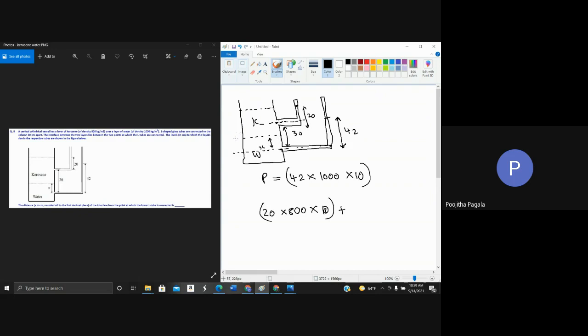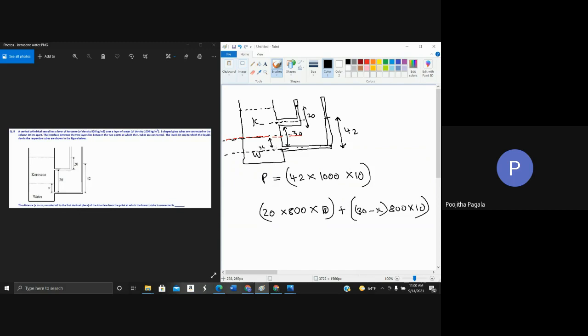Or we can do one more thing: because we want to calculate the depth x, let us calculate the pressure at this surface. Look at the surface marked in red. So at this surface the pressure is going to be 20 into 800 into 10 plus 30 minus x into density of kerosene 800 into 10. Now with the same water, what did we calculate? 40 into 1000 into 10, which is the pressure at this surface.